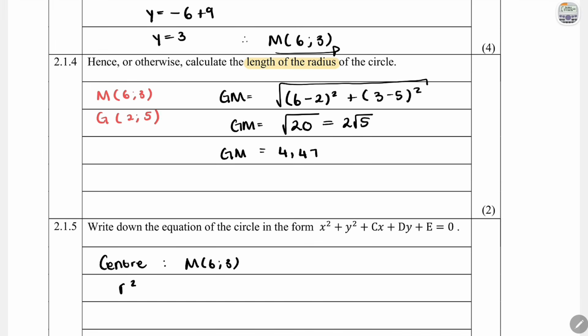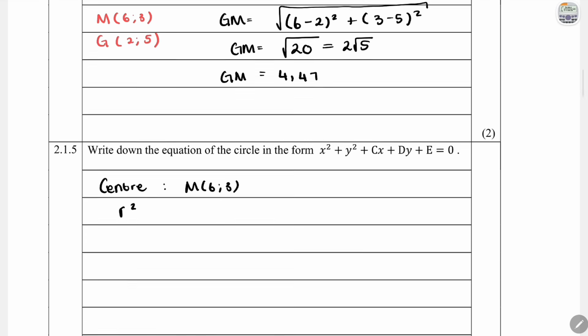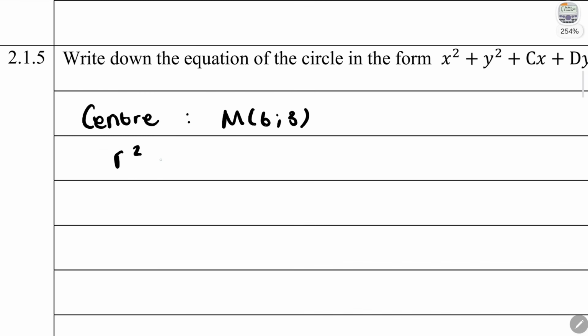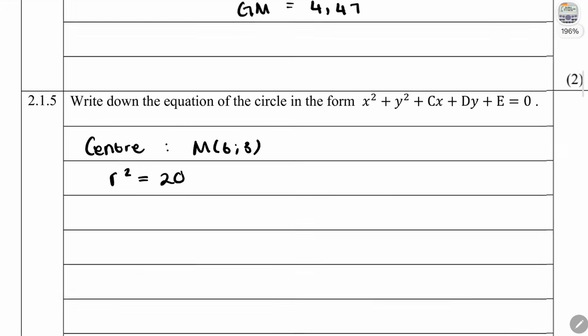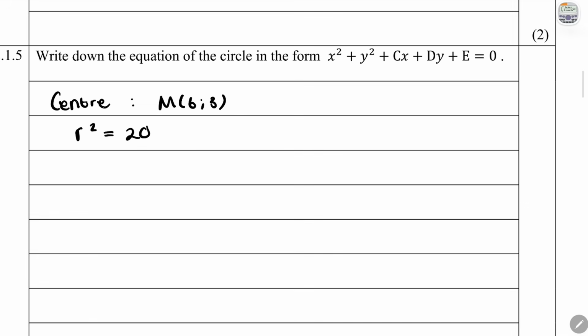GM, the length of the radius, is square root of 20 units, or 2 square root 5. So it means that r squared would be that squared. So that is 20. So you see how this just simplifies everything. And now we can finally just put down the equation of a circle in standard form, which looks like this.